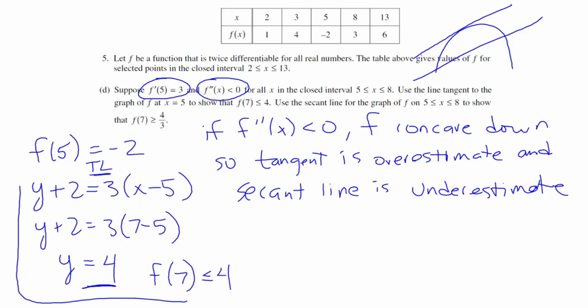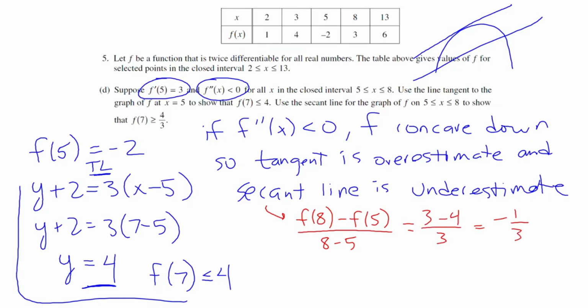And then over here, we'll say that our secant line equation, right, we'll get our slope for our secant line by doing f of 8 minus f of 5 over 8 minus 5. Right, and f of 8 is 3 and f of 5 is 4. So we end up with a slope of negative 1/3. And then we can use either point we want. We'll just use the point at 5, I guess. It doesn't really matter. We'll do y plus 2 equals negative 1/3 times x minus 5.